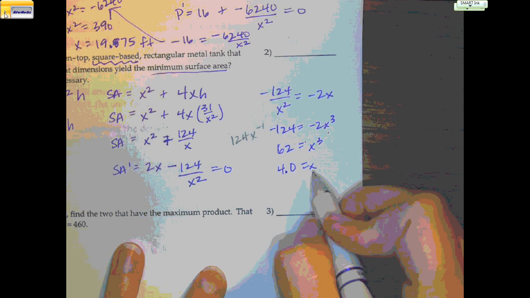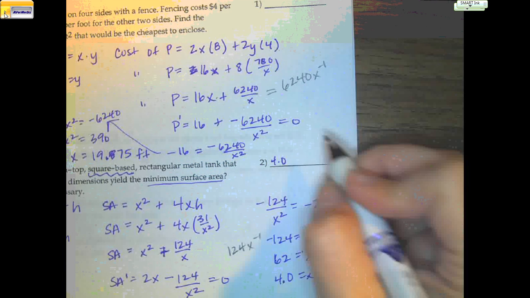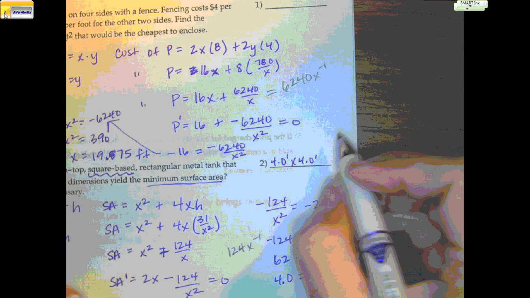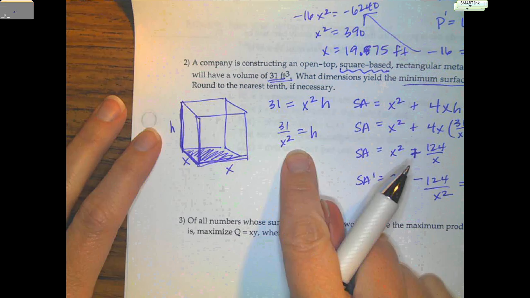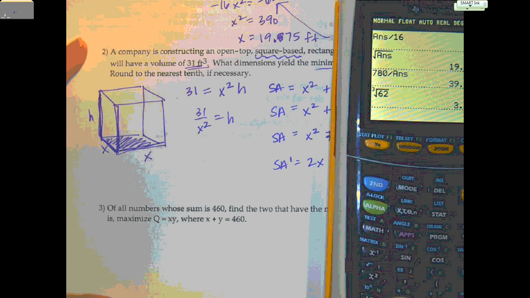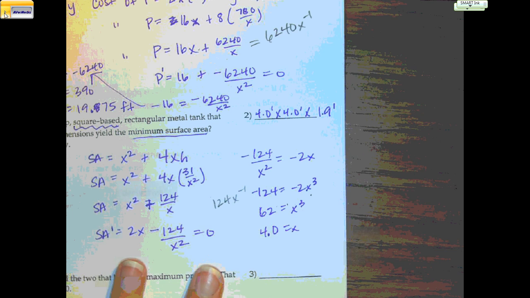So that's our x value. So it's going to be 4.0 feet by 4.0 feet by h. To get h, we plug it into this equation right here, and it's 31 divided by 16, 1.9 feet. Questions on 2?